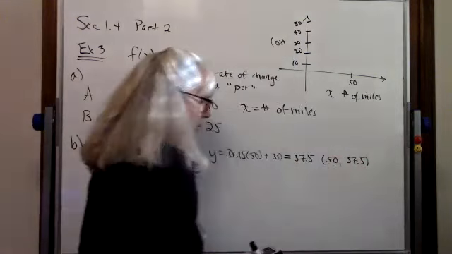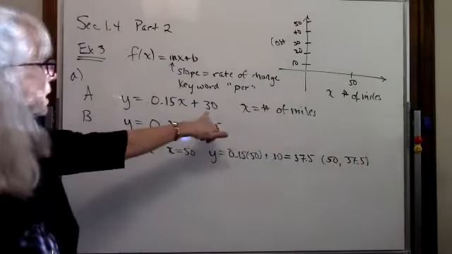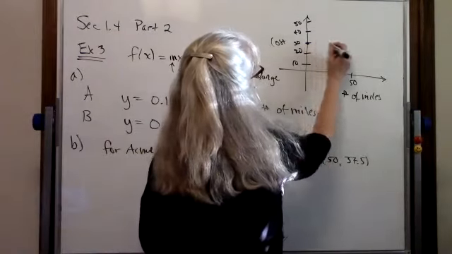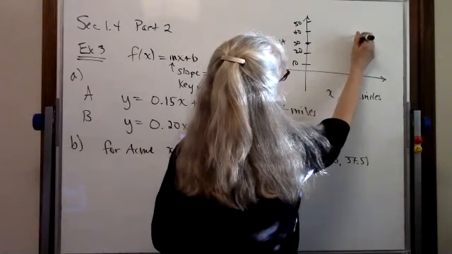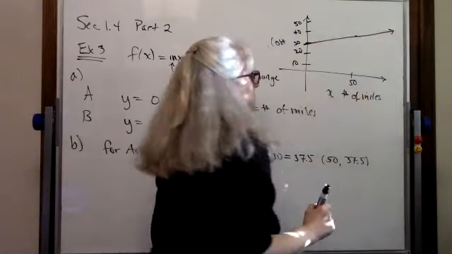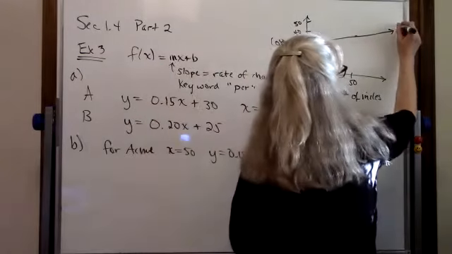You're saying, well, wait, you need another point. Well, I'm going to use the y-intercept. I know the y-intercept is 30 for Acme. So 30. And by 50 miles, we've only gone up to 37.5. So fairly gentle slope, and it looks something like that. I'm going to label that as A so we know that's Acme.